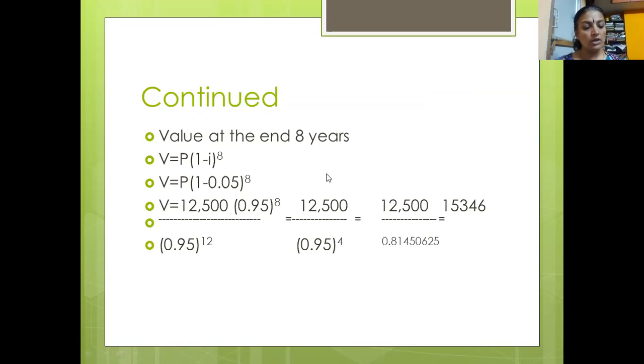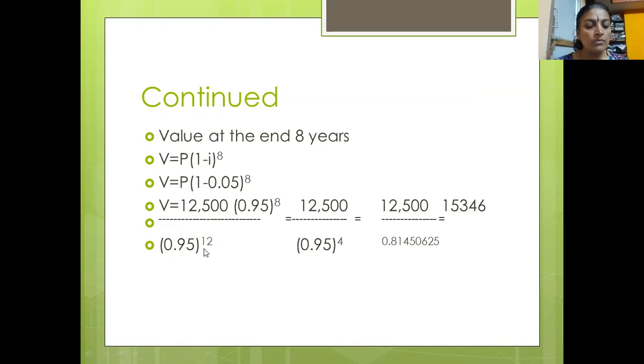We don't know the value of P, isn't it? P we have calculated as 12,500 divided by 0.95 raised to the power of 12. That we are keeping as the value of P here. 12,500 divided by 0.95 raised to the power of 12, that we have put here, the value of P. So minimize it, and here 0.95 raised to the power of 8, here 0.95 raised to the power of 12.